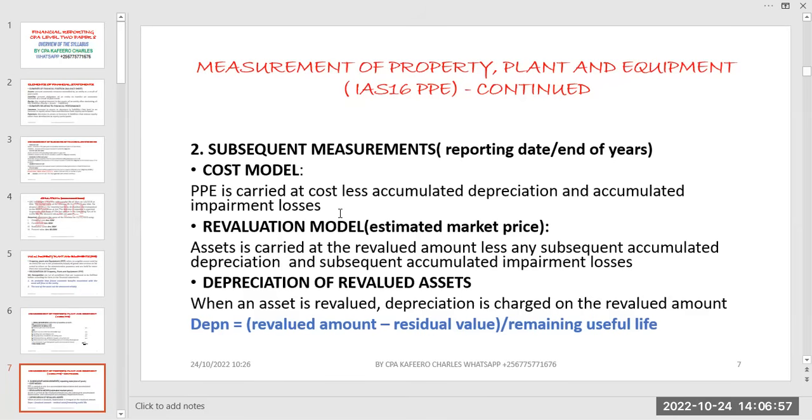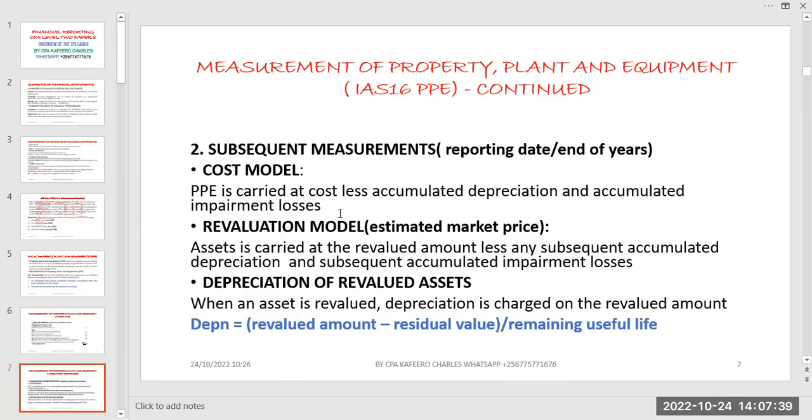So there are two. When you are looking at the subsequent measurement, or at the reporting date, or at the end of the year, there are two models that we use to account for PPE. So we are saying that, one, we can account for those assets using the cost model. A cost model is more of using the historical cost.